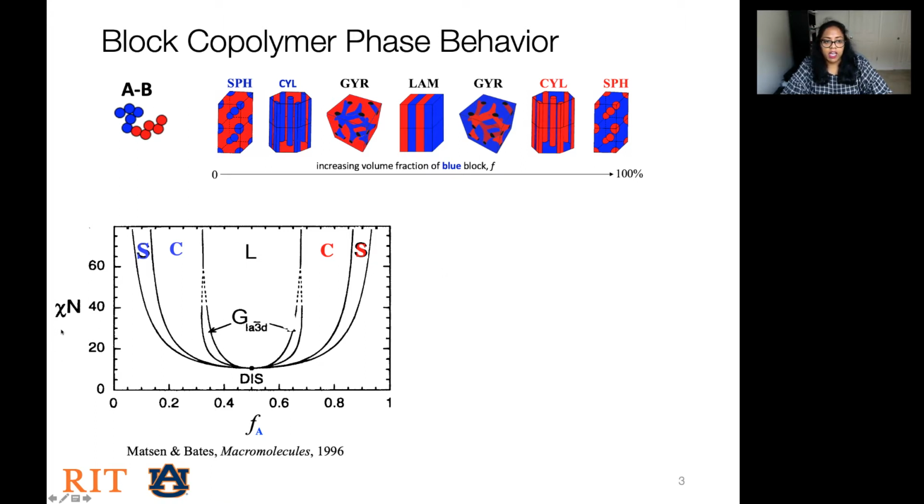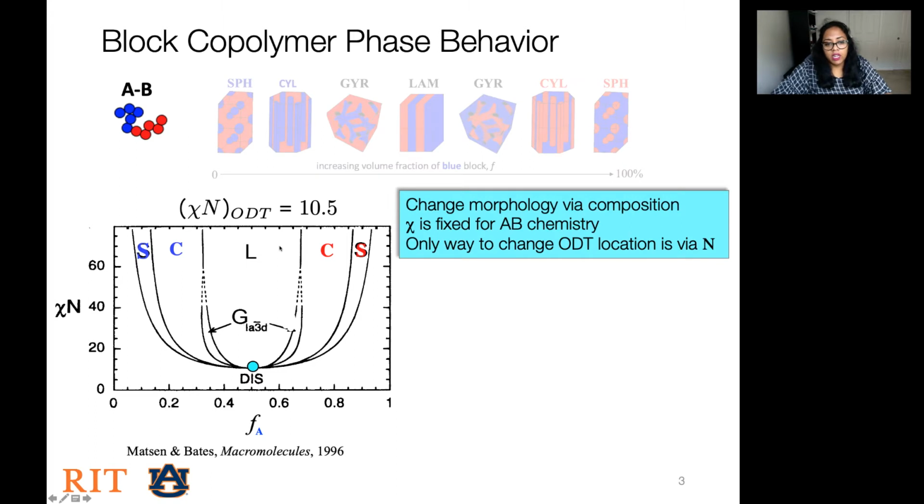On the y-axis, you have the Flory-Huggins parameter times the degree of polymerization. The Flory-Huggins parameter depends on temperature and the chemistry that's chosen. In this phase diagram, the location of the order-disorder transition at equal composition has been found, and it's equal to 10.5. So you can change the morphology using composition. But once you pick a chemistry, you have pretty much fixed the chi value, and that also fixes the ODT. So the only way to change the ODT is by changing N once you've fixed a chemistry.